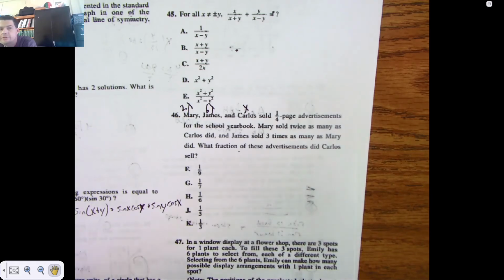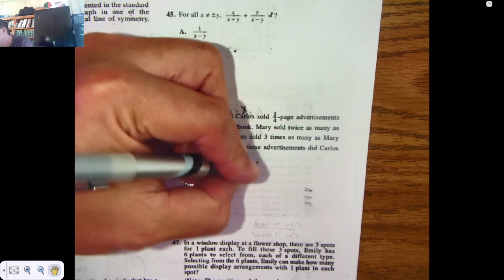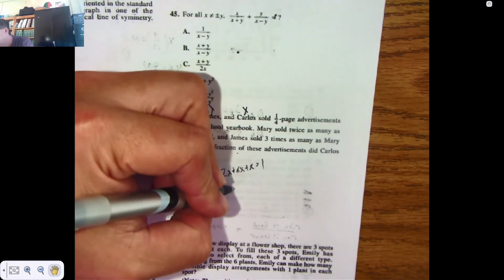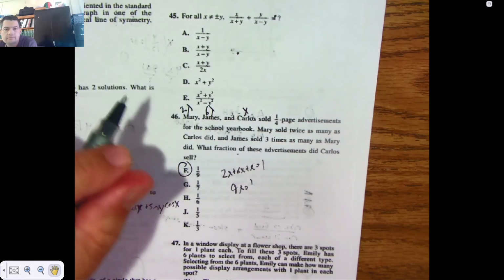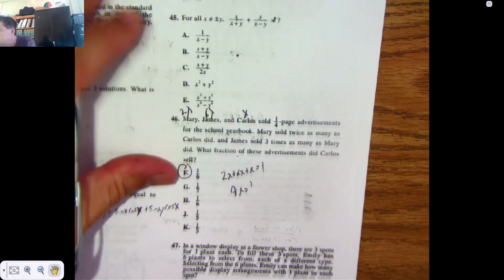Well, that'll do it. We just set this thing equal to 1. 2x plus 6x plus x is 1. That'll give us 9x is 1. Carlos sold 1/9. Easy peasy.